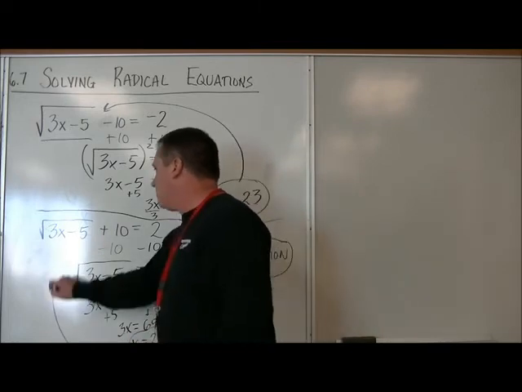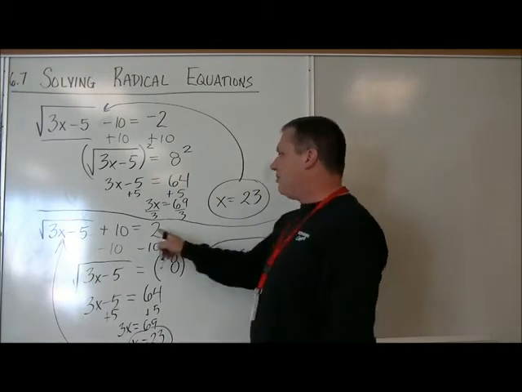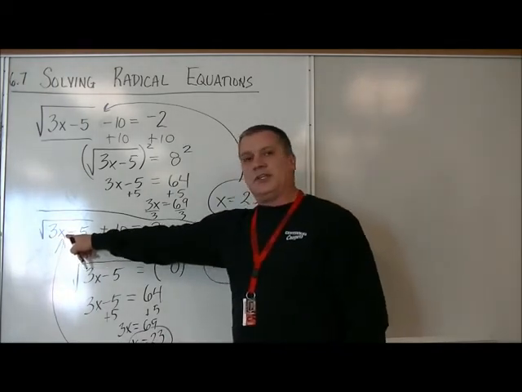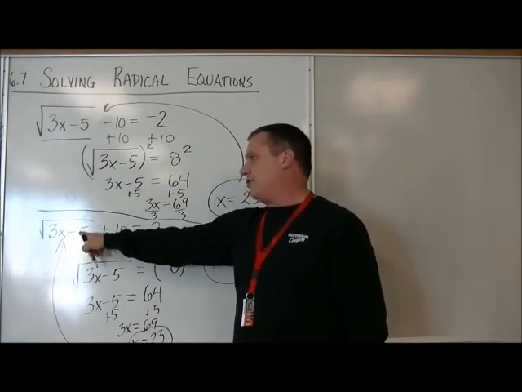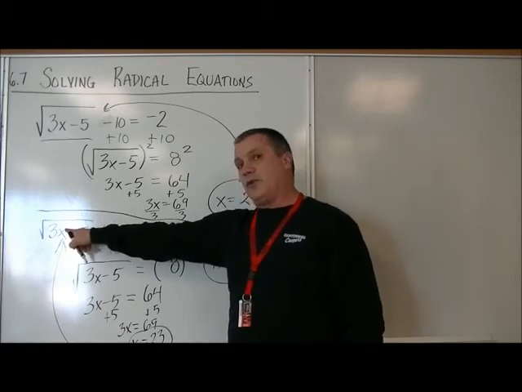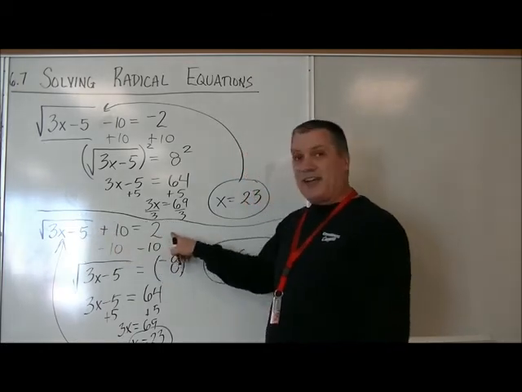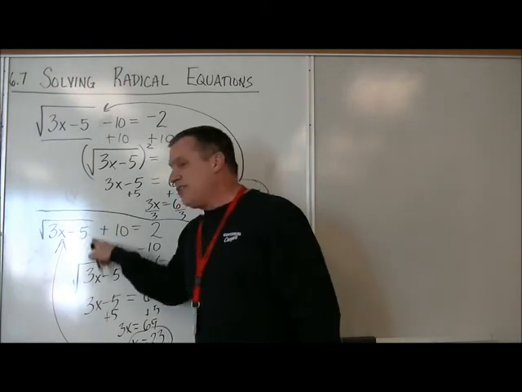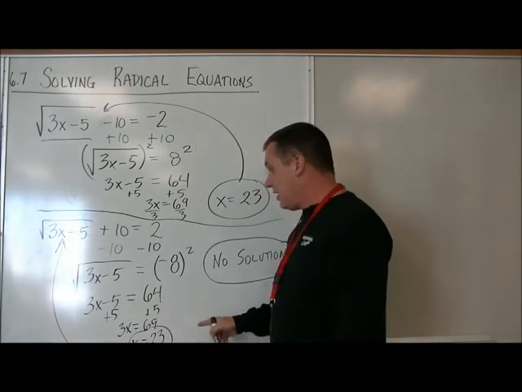If you plug 23 into this expression, this isn't going to work. 3 times 23 is 69, minus 5 is 64. The square root of 64 is 8, plus 10 is not 2. I'd have to get negative 8 out of this, and I can't. I don't care what I get for an answer.